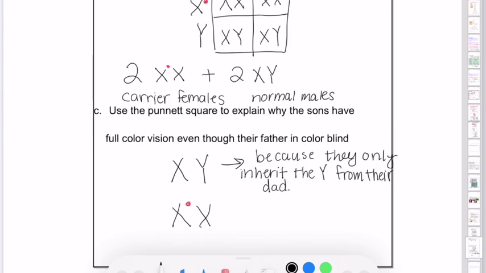So males always get their X chromosome from their mom and their Y from their dad, and then females get the X from their dad and an X from their mom. So their mom has 2 X's. It's just one of those X's comes from the mom. Okay?